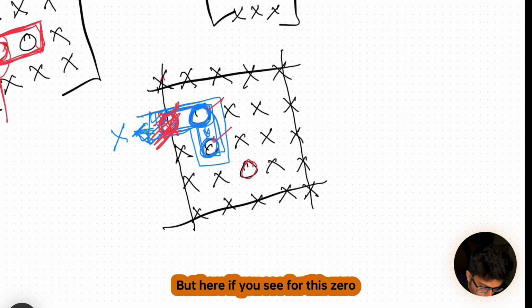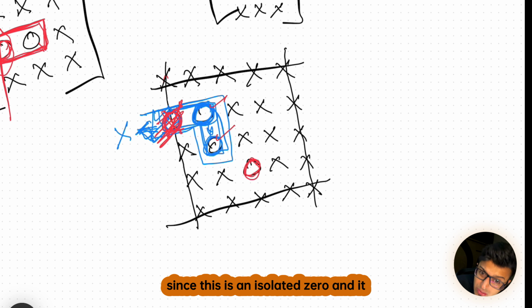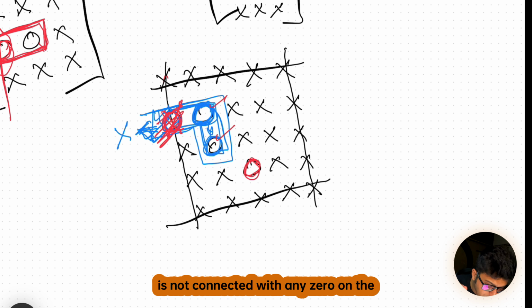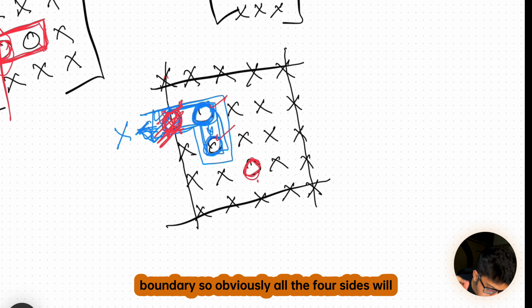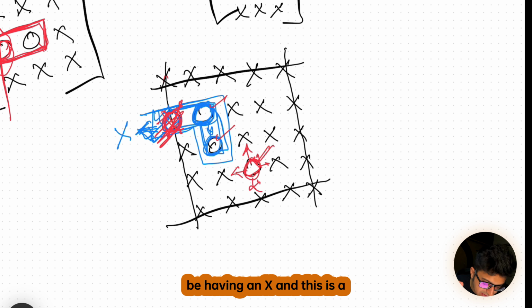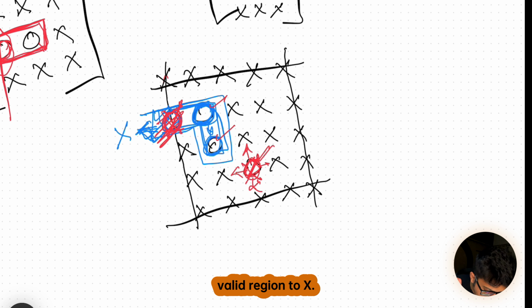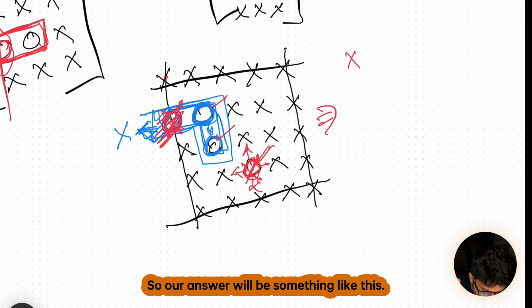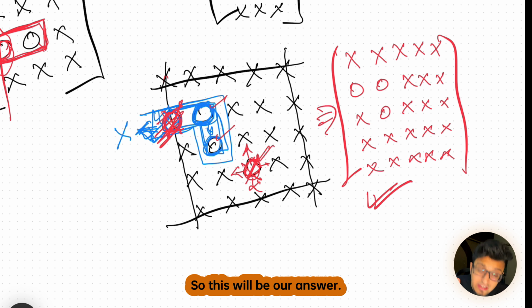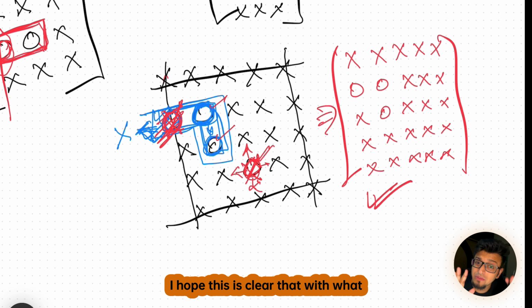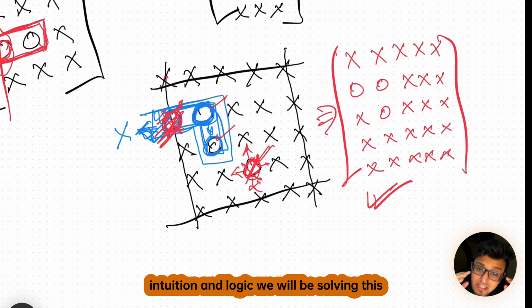But here if you see, for this zero, since this is an isolated zero and it is not connected with any zero on the boundary, obviously all four sides will have an x, and this is a valid region and we can easily change this valid region to x. So our answer will be something like this. So this will be our answer. I hope this is clear with what intuition and logic we will be solving this problem.